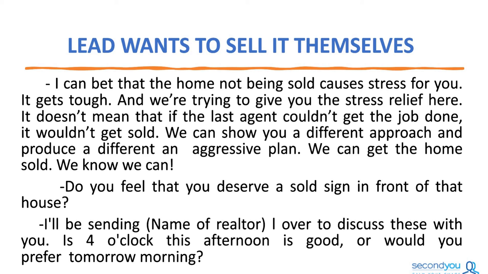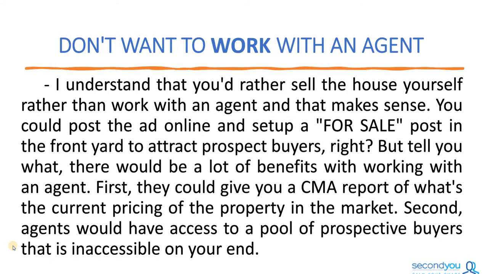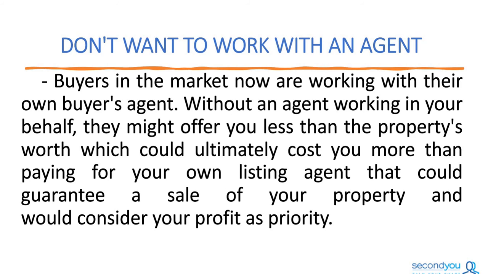Another objection would be that the lead wants to sell it themselves. A good way to go about overcoming this objection is to really get their motivation. You can also mention the advantages of working with a realtor. This is an opportunity for you to build your realtor's profile. Another objection is they don't want to work with an agent. It would be basically the same as with leads wanting to sell it by themselves. You need to know the reason why they don't want to work with an agent.